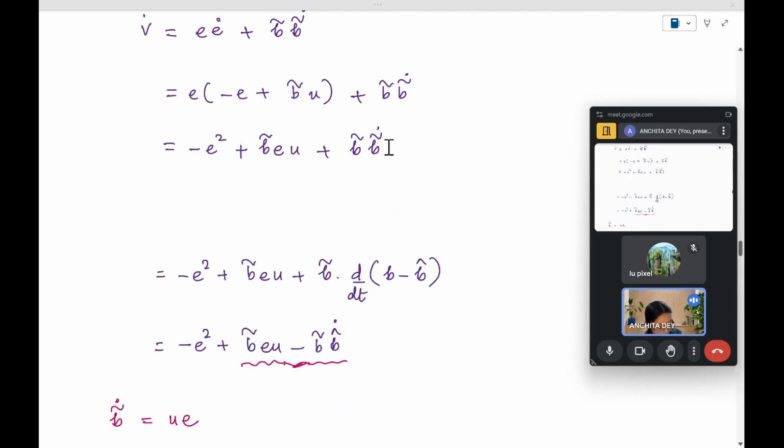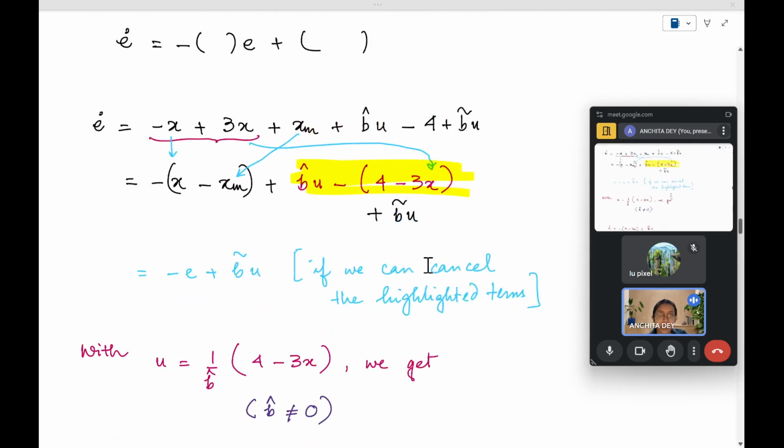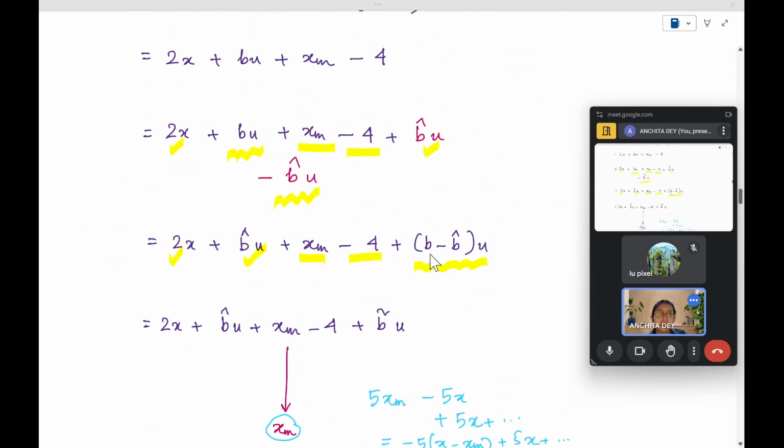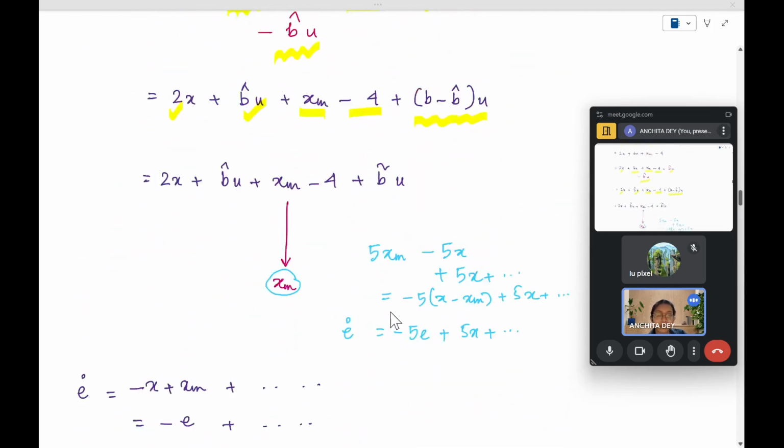You can write this to be minus e square plus b tilde e u plus b tilde dot. What is this? This is d b tilde by dt, right? Now what is b tilde? b tilde is equal to b minus b hat, which we had defined here. b minus b hat was written as b tilde.